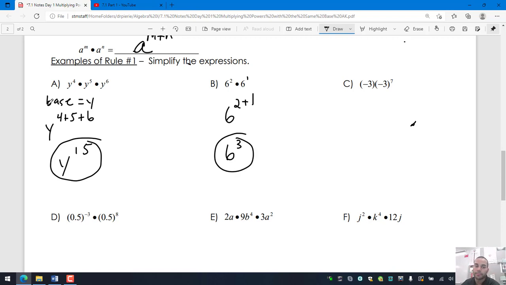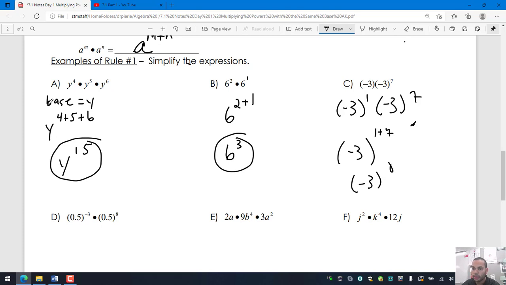Okay, for example C, it looks like I have -3 times -3 to the 7th power. And we'll notice we have parentheses around each of those bases. So remember, this is the exact same thing. That first -3 is the same thing as -3 to the first power times -3 to the 7th power. No different. Even though there's negatives, all I got to do is make sure that my parentheses stay there. It should be -3 inside the parentheses, and then 1 plus 7 is my exponents. And I should have -3 raised to the 8th power.